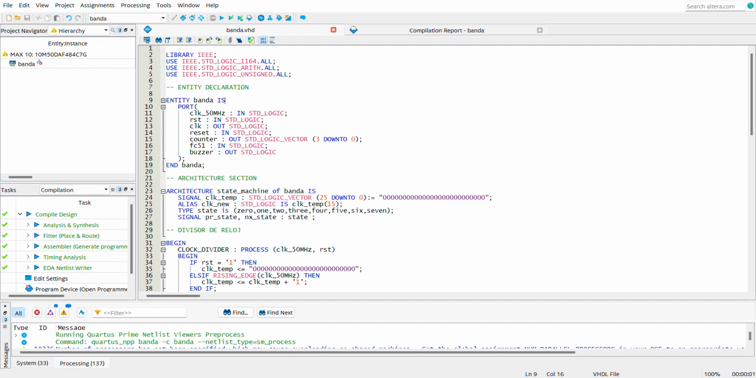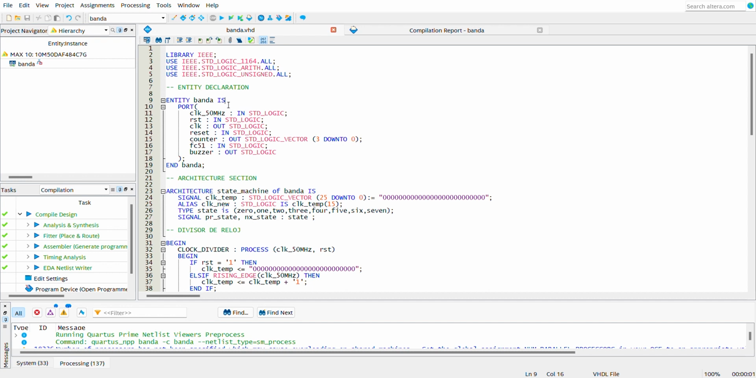So first, we have these three libraries. Are the same as always. We are using the STD Logic 1164, the STD Logic ARITH, and the STD Logic Unsigned. So the provided VHDL brings with the inclusion of standard libraries. So these are necessary for using the STD logic types. So we are using arithmetic operations.